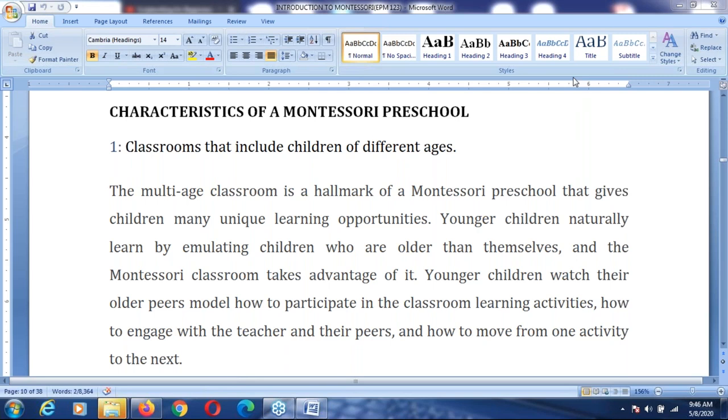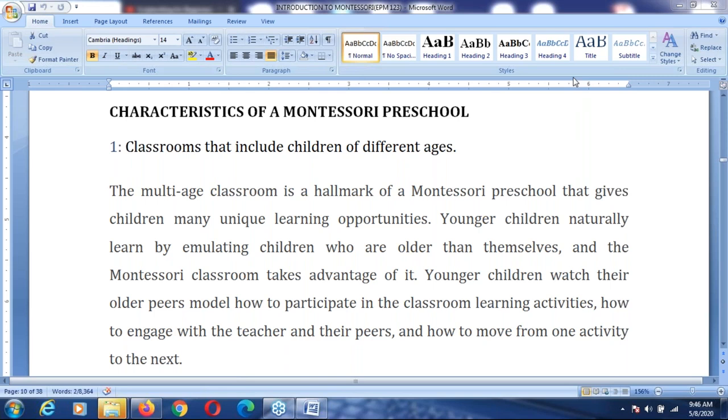So these are the characteristics of Montessori education. Number one, a classroom that involves children of different ages. Two, an environment that emphasizes responsibility and self-discipline. Three, a curriculum that emphasizes independence. Four, an orderly classroom with prepared workstations. Number five, a teacher who guides rather than directs.